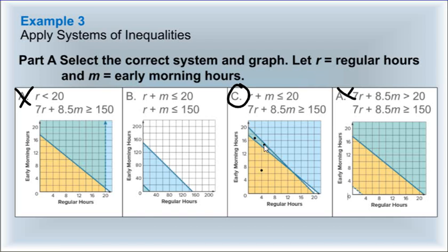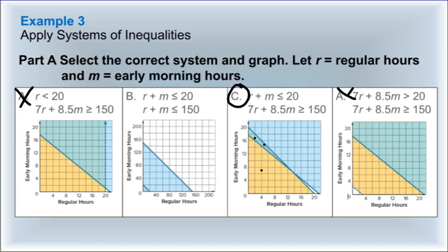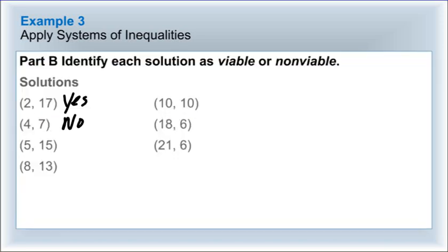Actually, the one that we would have to use has to be less than 20. So that would be less than the top line, but more than the other one. So we're looking actually at the green one. We're looking at the green shaded area. So if I go back to this one, does go in, this one does not. 5, 15 is in the green, so that is yes.